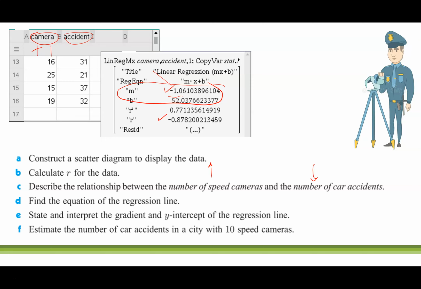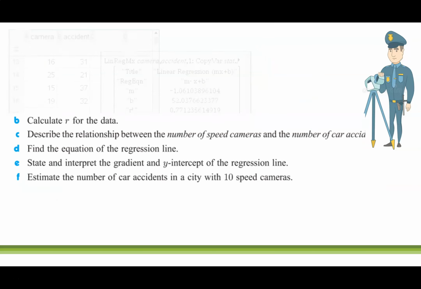What does the y-intercept mean? Well, a y-intercept, you may recall, is when a line goes through the y-axis. In other words, the X value is 0. So it says theoretically, if there were no cameras, you would expect there to be 52 accidents. Estimate the number of car accidents in the city with 10 speed cameras. Well, let's go ahead and do that.